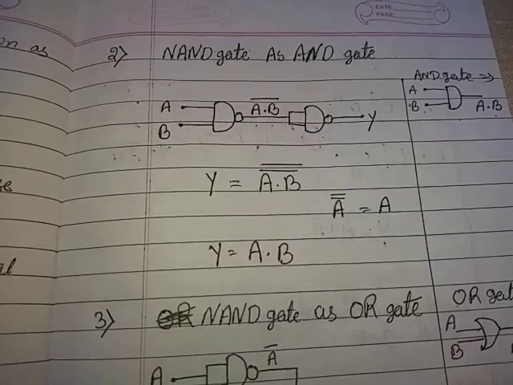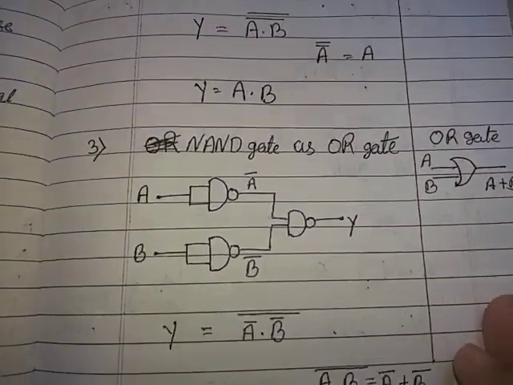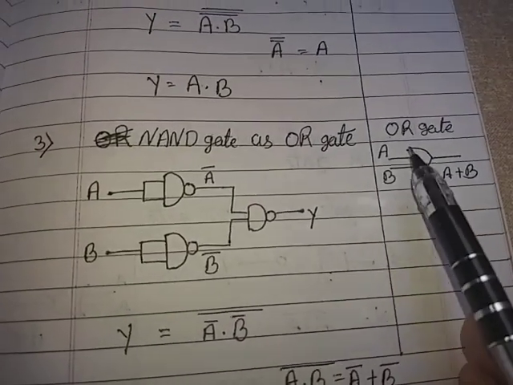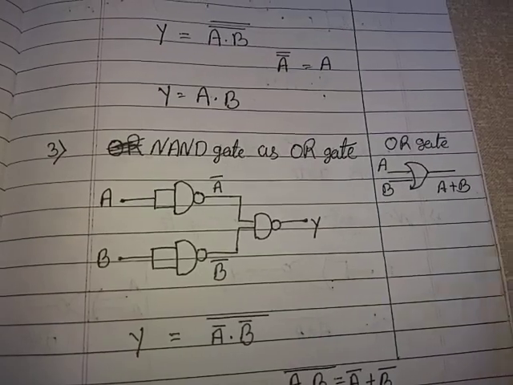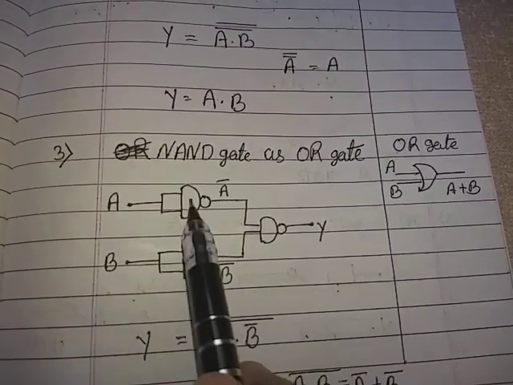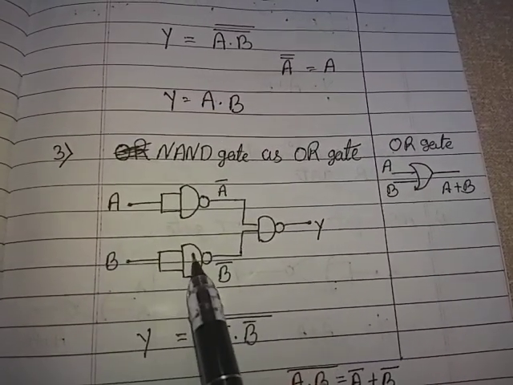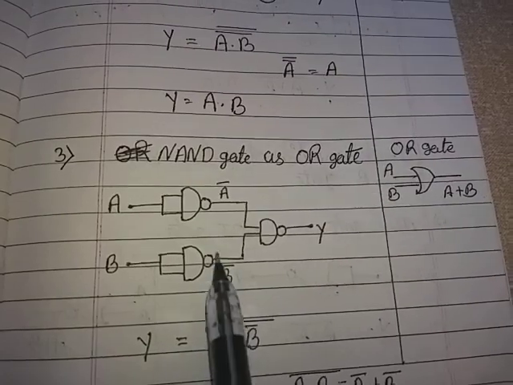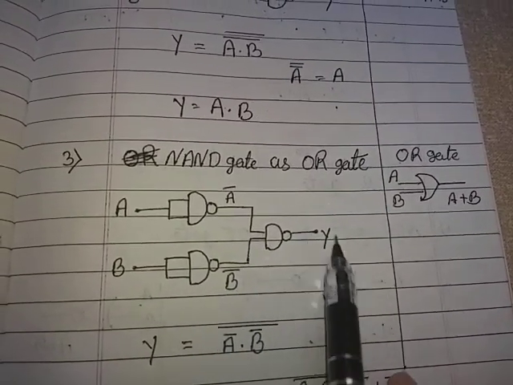Now let's move to the next: NAND gate as OR gate. As we know, the output of the OR gate is A plus B. So here we go. First we pass the input A through a NOT gate, we get A bar, and B through a NOT gate, we get B bar. So A bar and B bar then pass through a NAND gate, and we get Y.